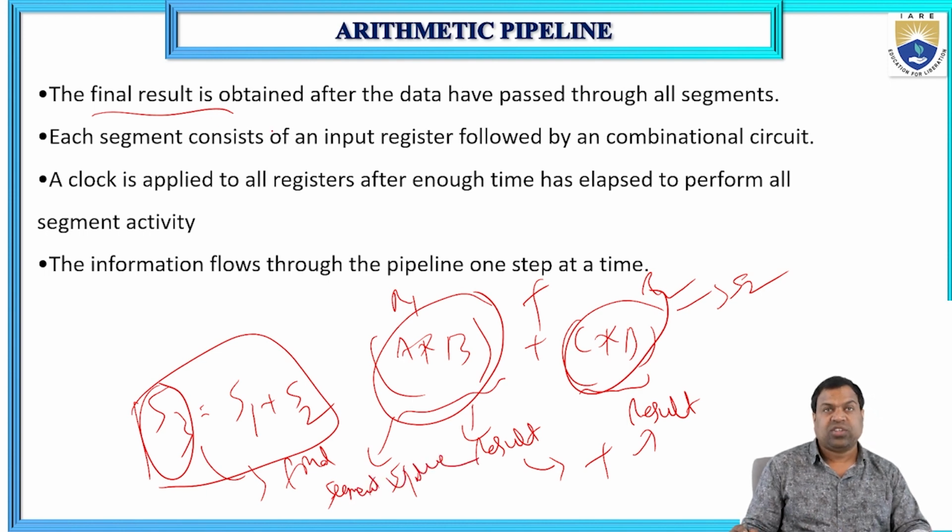The final result is obtained after the data have passed through all segments. Each segment consists of an input register followed by a combinational circuit, and a clock is applied to all registers after enough time has elapsed to perform all the segment activities. The information flows through the pipeline one step at a time.